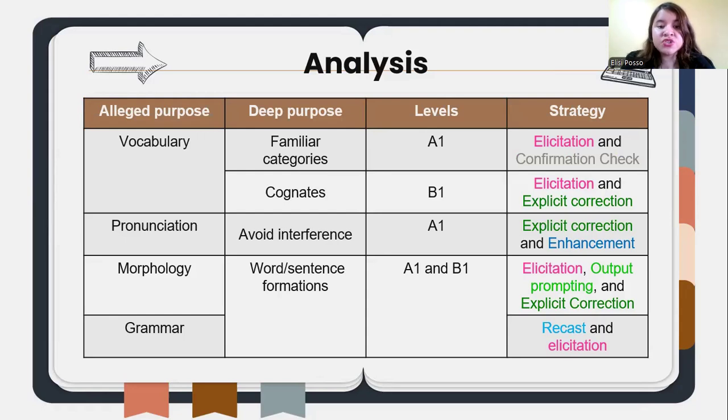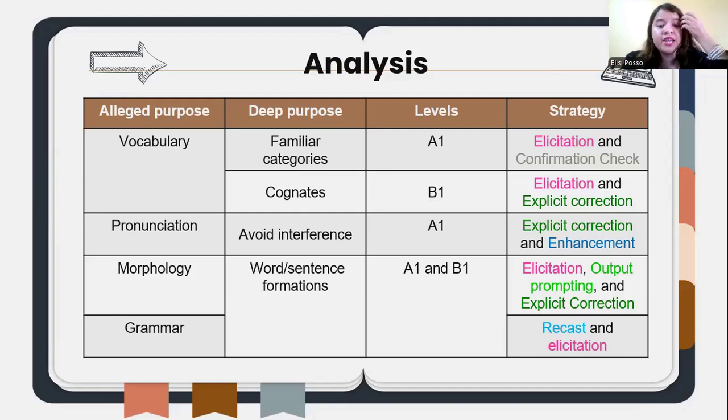However, it's important to note that Spanish was particularly necessary for explaining familiar categories, word formation, and also avoiding interference at the A1 level. This may be because learners at this stage rely more heavily on their mother tongue, needing guidance on what is transferable and what is not, especially in terms of vocabulary and pronunciation.